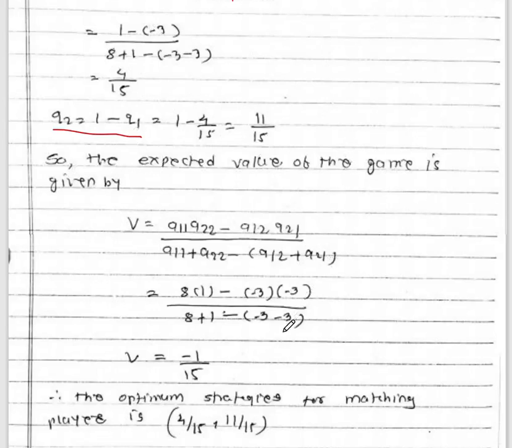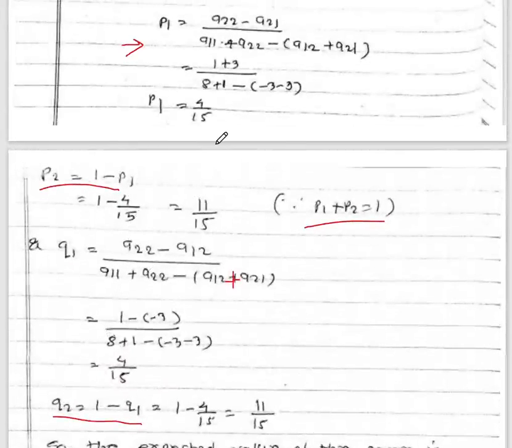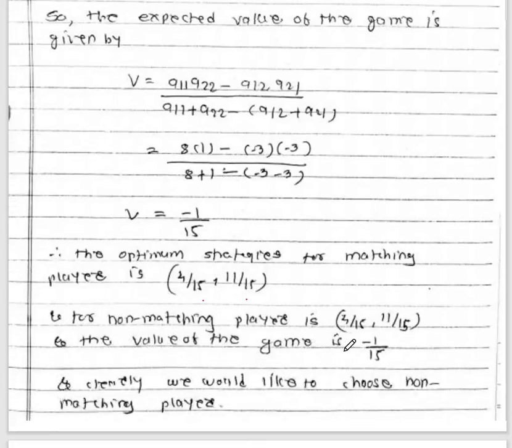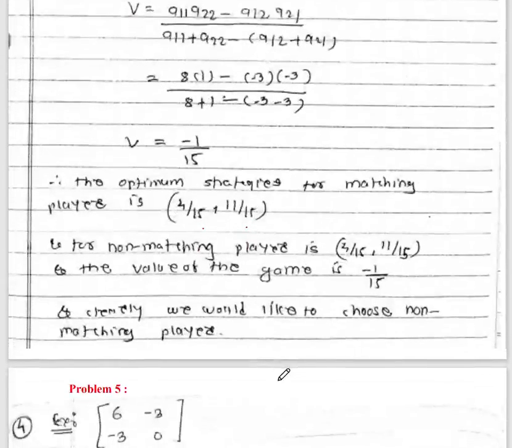The optimum strategy for the matching player is P1 and P2. P1 is 4 upon 15, P2 is 11 upon 15. So this is the optimum strategy for the matching player. And the optimum strategy for the non-matching player is Q1 and Q2, where Q1 is 4 upon 15 and Q2 is 11 by 15. And the value of the game V is minus 1 upon 15. So these are the optimum strategies for the matching player as well as the non-matching player.